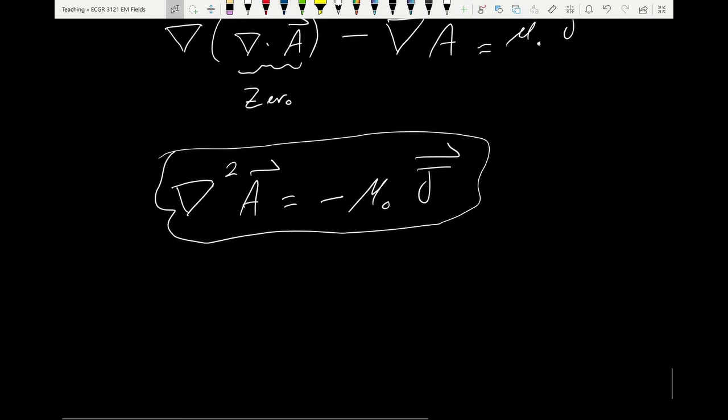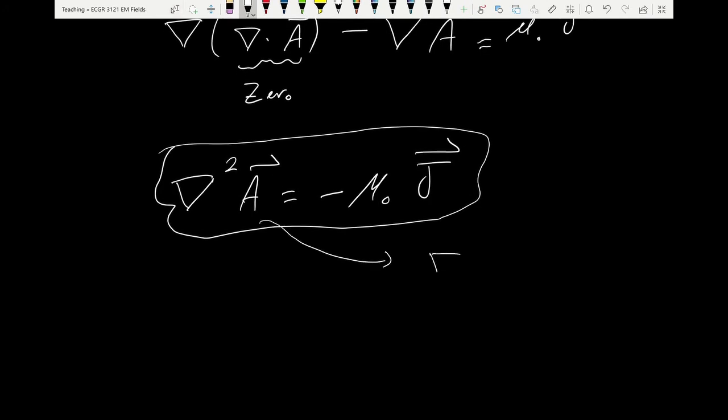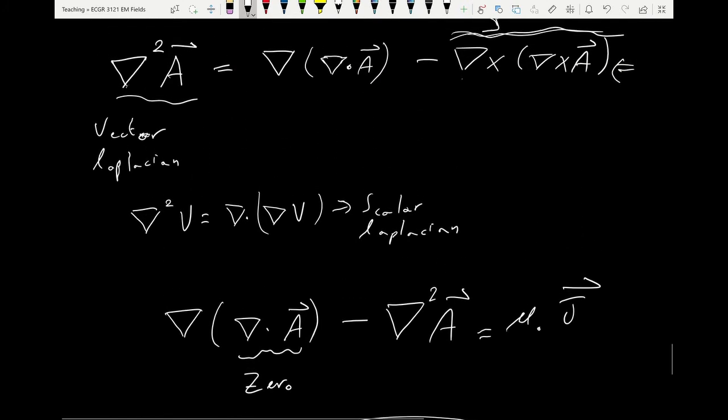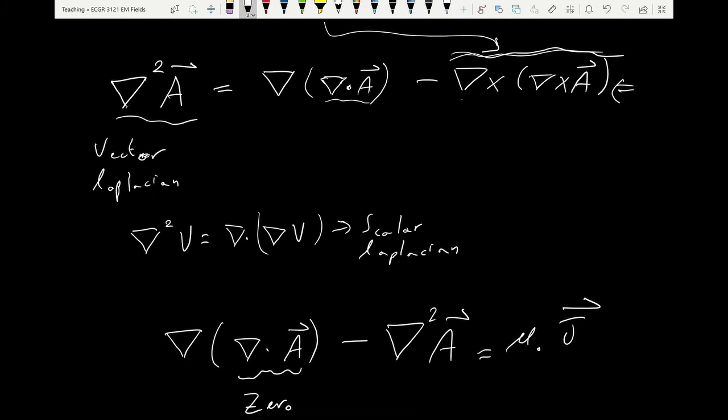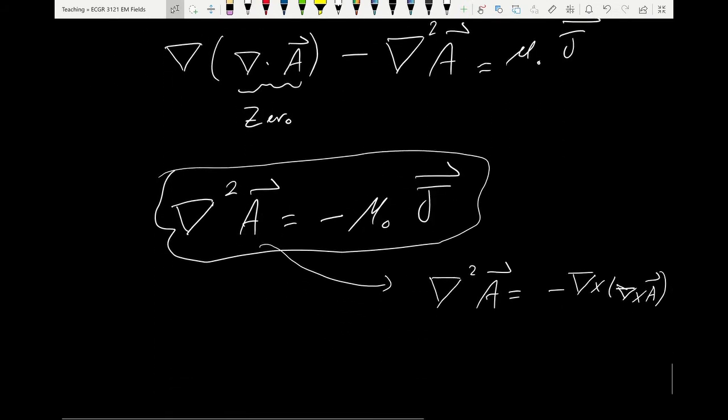Okay, where in this case, because the divergence of A is 0, the vector Laplacian of A is going to just be minus the double curl. That's the definition of the vector Laplacian in this case. It's just minus the double curl because in this case the divergence of A was selected to be 0 by choice. Okay, so this is a vector expression.